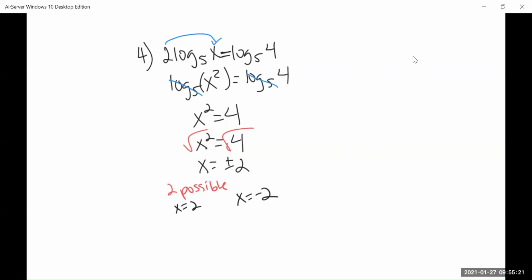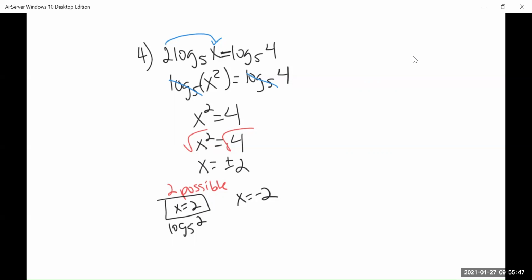Well, let's look at 2. If I plug in 2, I have log base 5 of 2. Well, that's okay. I can take the log of a positive number. I can accept this answer. But remember that the graph of logs does not have an infinite domain. The domain of a log graph, the plain Jane parent function, just log x, is going to be from 0 to infinity, not including 0. So I cannot take the log of a negative.